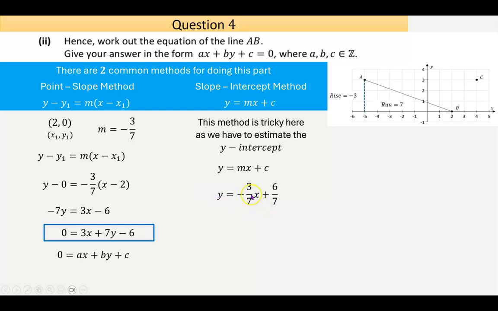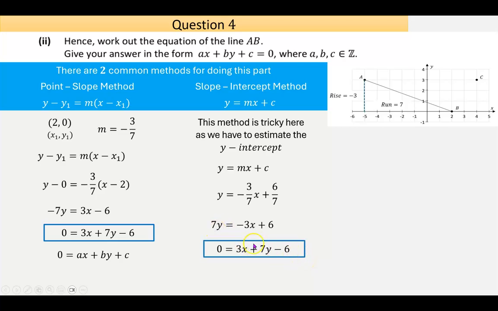You could do this by multiplying everything by 7. You'll end up with 7 times y is 7y. Now 7 times -3/7x, the 7 being multiplied cancels the one on the bottom. We're left with -3x. 7 times 6/7, again the 7 on top and the 7 on bottom will cancel. We're left with 6. Now we need to do the same thing.